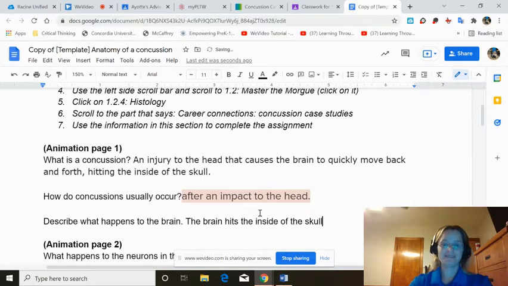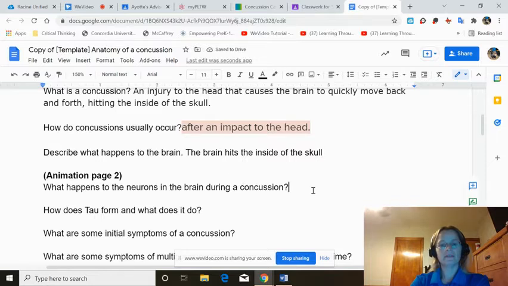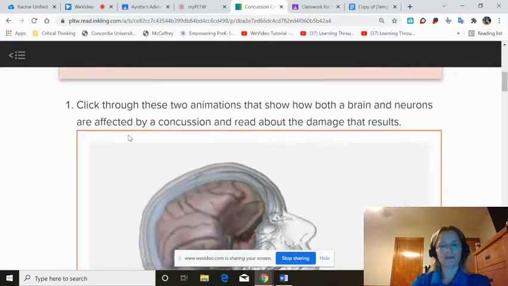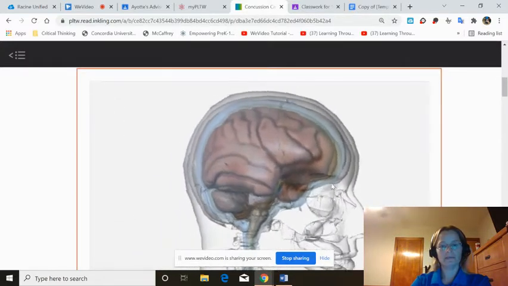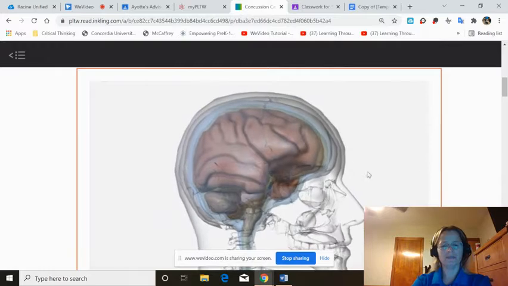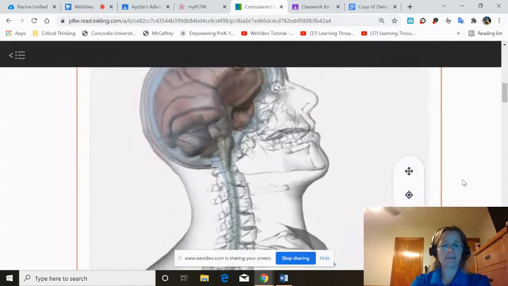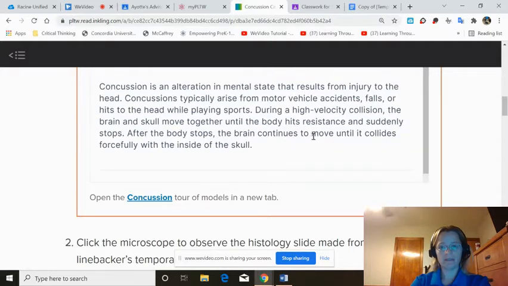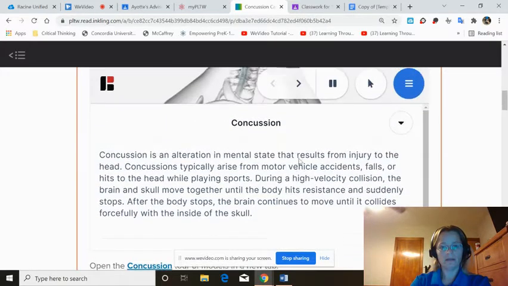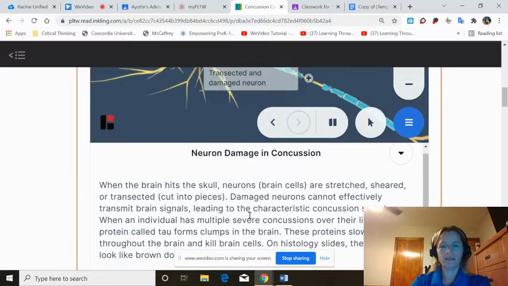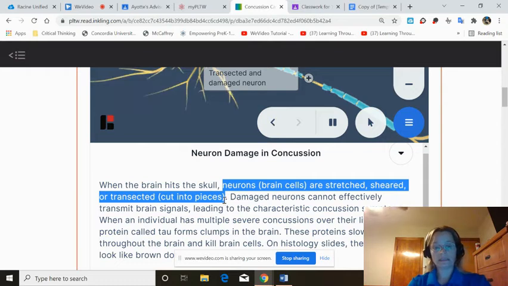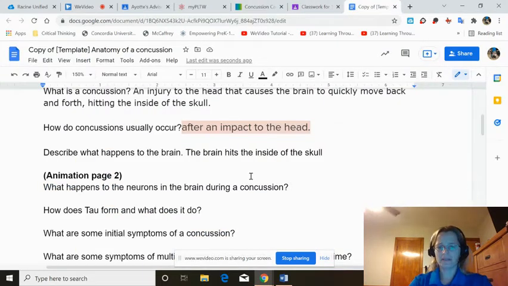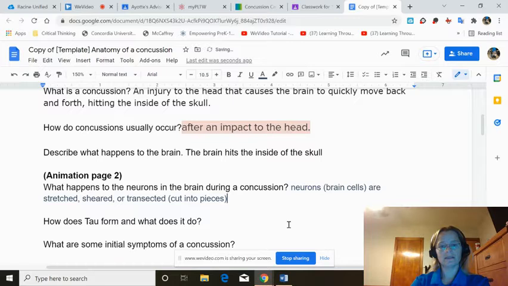All right. What happens to the neurons in the brain during a concussion? Let's find out. Here is an animation showing what happens to your brain during a concussion. That's actually pretty scary. Okay, so let's look. Find something about the neurons. If we hit next, neurons are stretched, sheared, or transected. Copy and paste that.